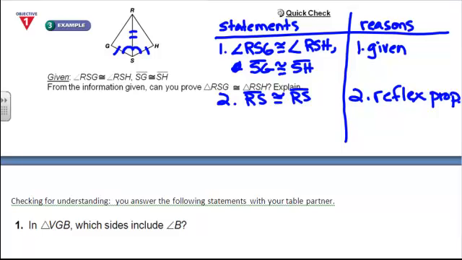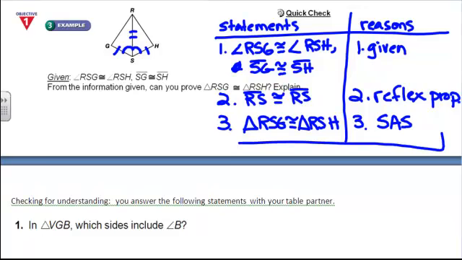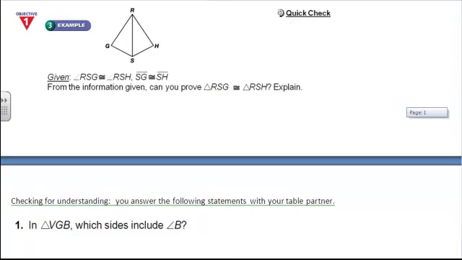And now I have enough information to say what I want to say. So I can say that triangle RSG is congruent to triangle RSH because, now let's read the marks, I have a side, an angle, and a side for each triangle. And you're done with your proof. Okay, folks, we're going to do a few more check for understandings. I'm just going to answer these questions. I'm not going to explain them so much as I go, but just watch how I do these next problems.